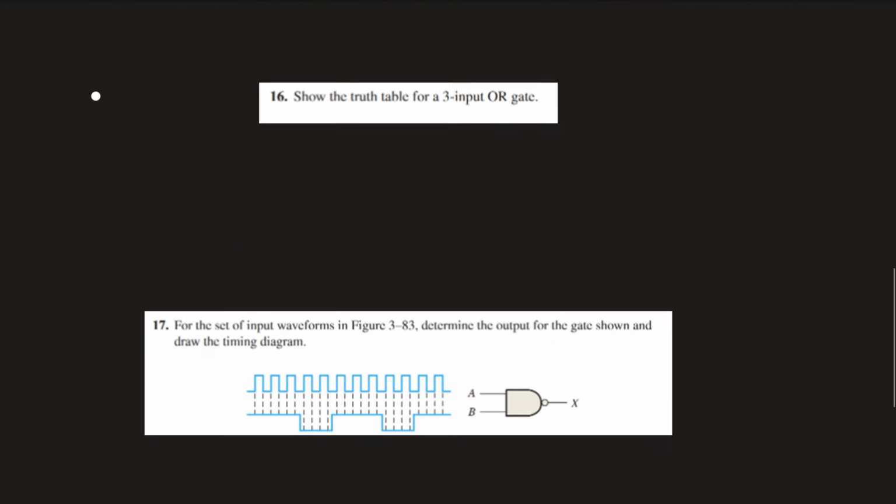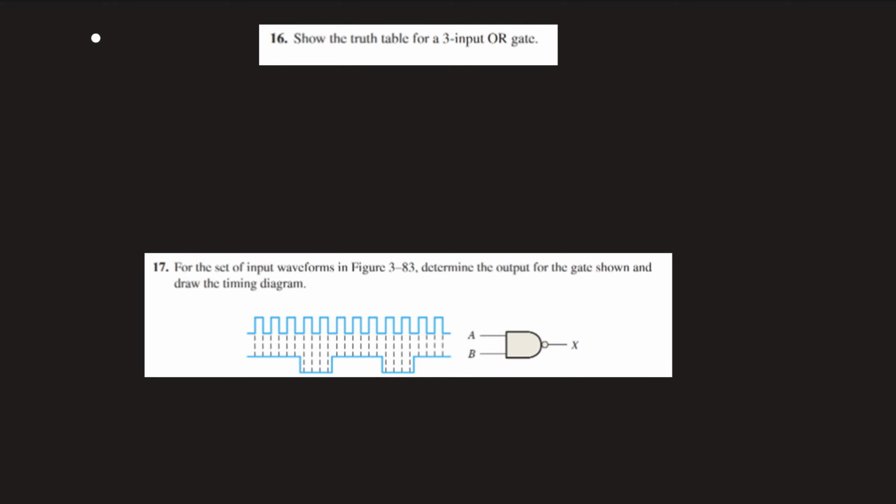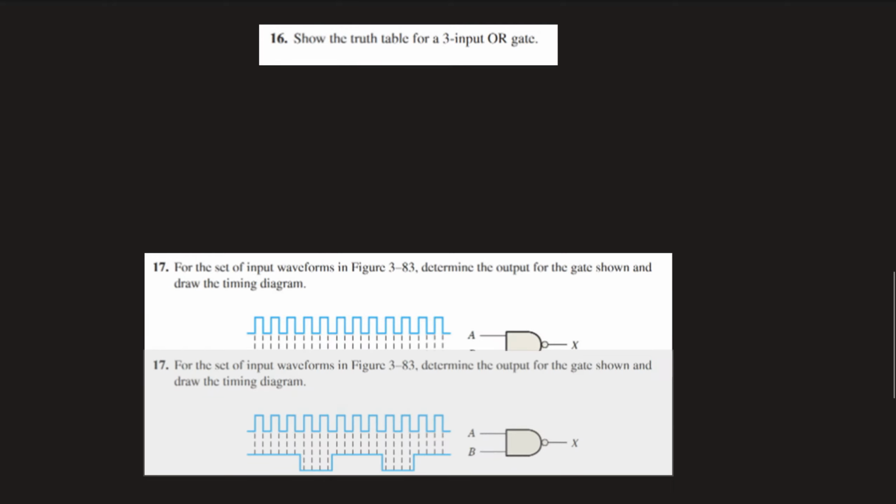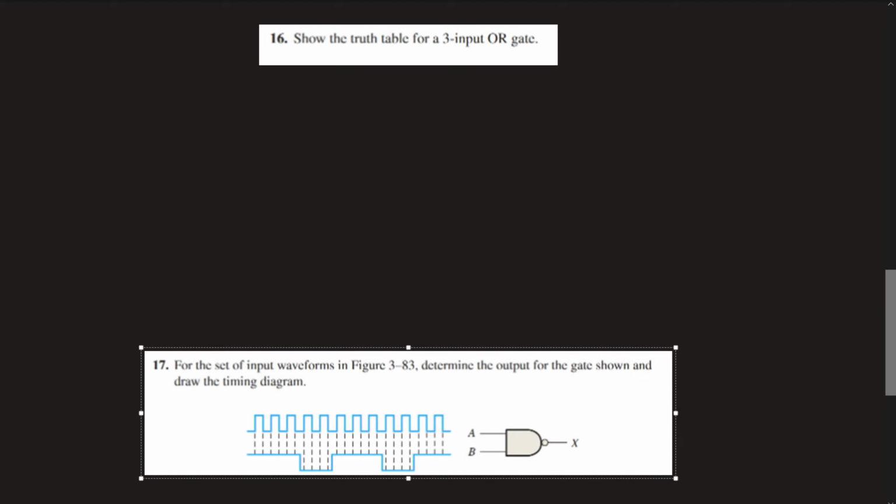Show the truth table for a 3-input OR gate. Alright, so I want to show you that shortcut I was talking about for filling out truth tables. Let's do it the old school way first. So I have A, I have B, and I have C.